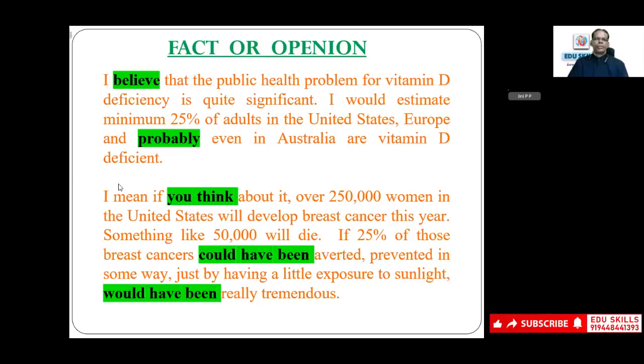Okay. So you see how the opinion, I believe, the phrases used to express opinion. Probably means probability. It is not sure. I mean, if you think, could have been, would have been. All these are opinions. The very fact it says the passage speaks about opinions.